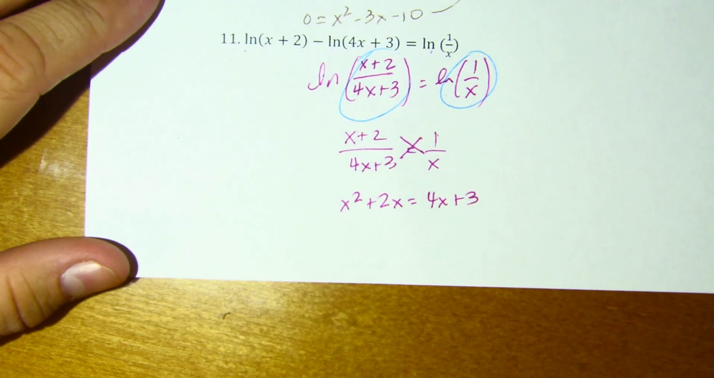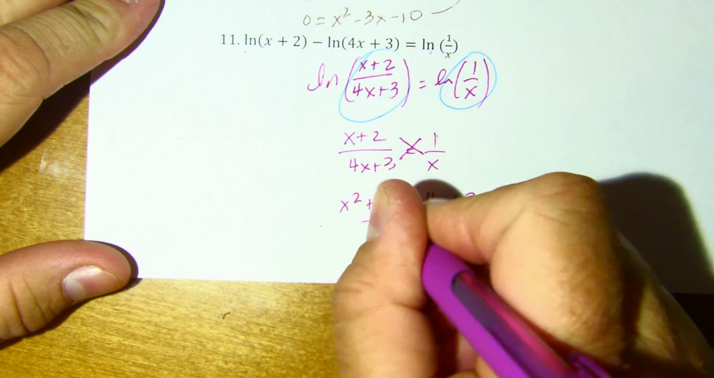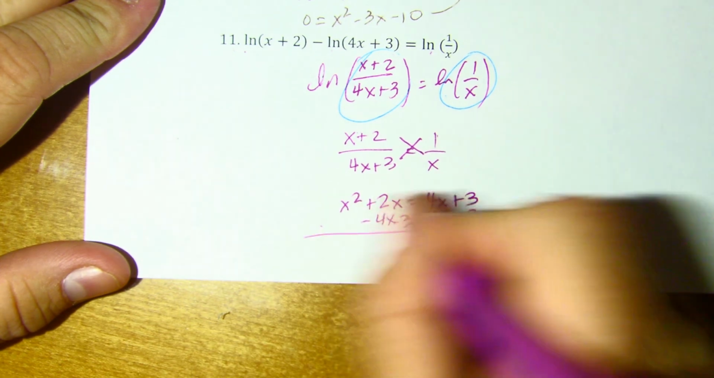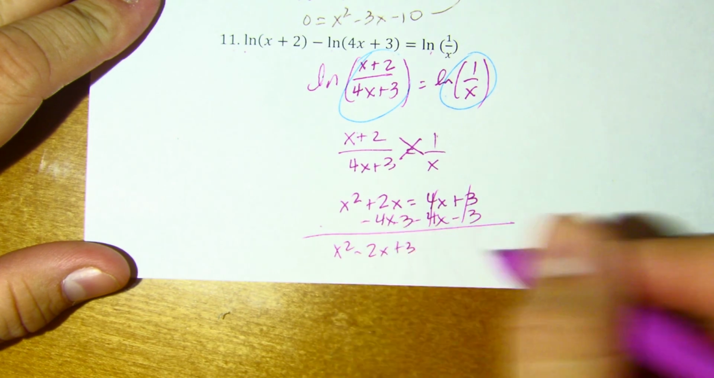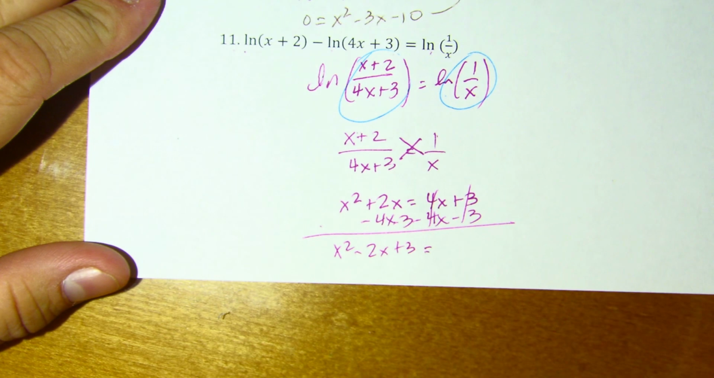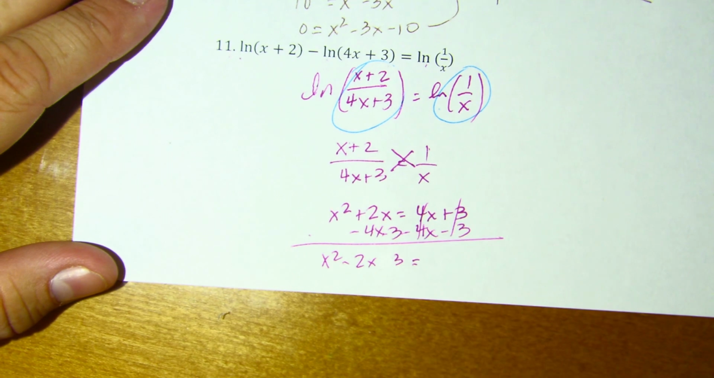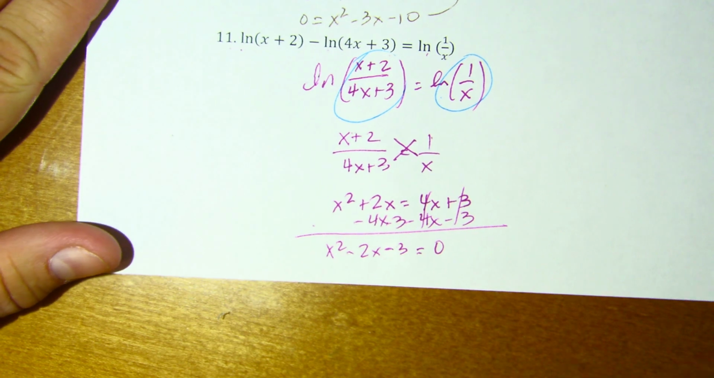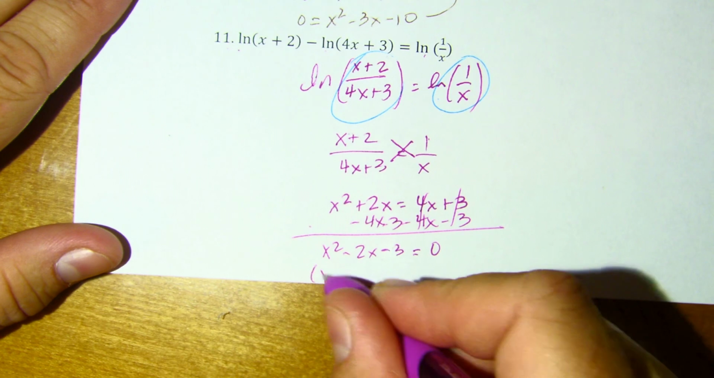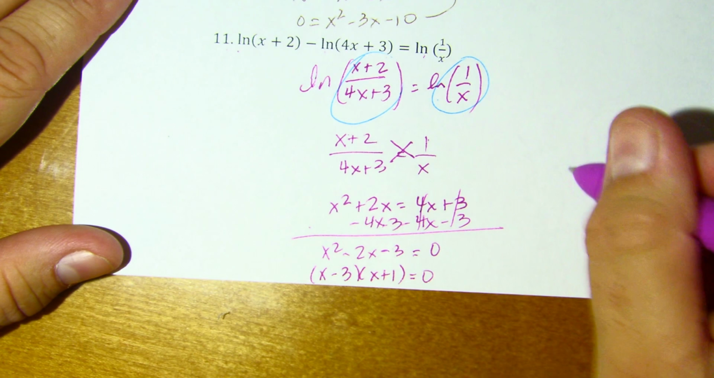This is a quadratic equation, so we want to set it equal to 0. So I subtract 4x, subtract 3, and I get x squared minus 2x minus 3 equals 0. We have to factor: x minus 3 and x plus 1. And so from there, we get x equals negative 1 and x equals 3.